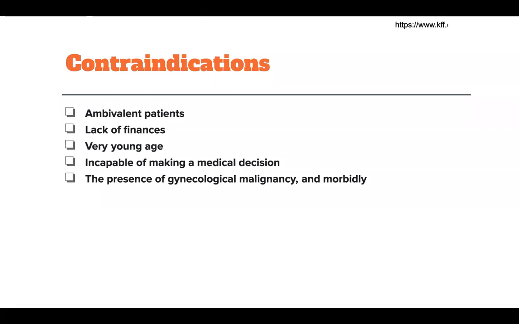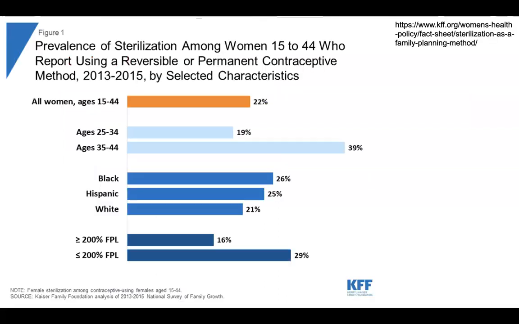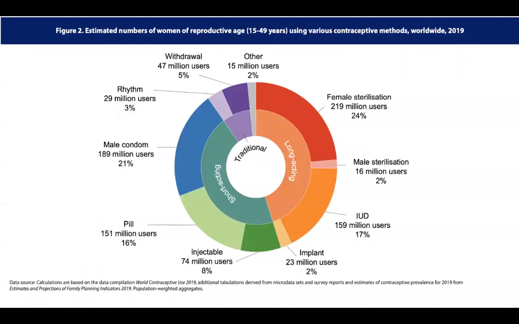This chart shows sterilization among women between 15 and 44 years of age, as reported by the WHO, the World Health Organization, from 2013 to 2015. We see that 22% of the whole population of women aged 15 to 44 use this method. This is another chart, from a study held in 2019 by WHO, which shows that female sterilization users number 219 million, which makes up 24% of the population.